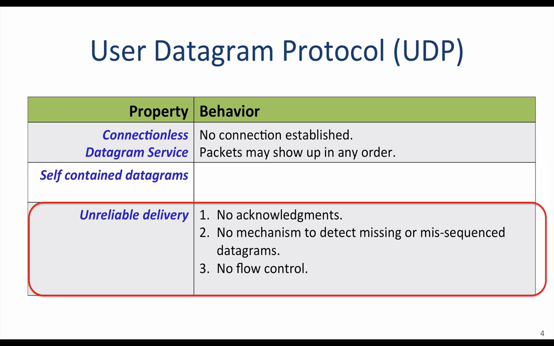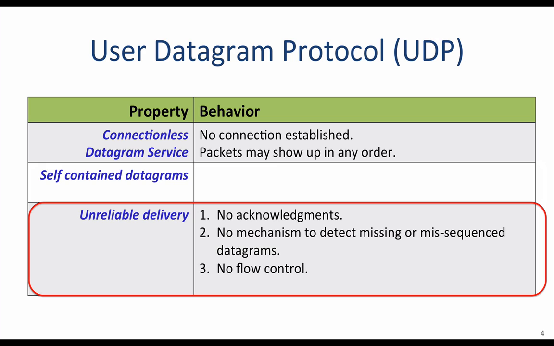UDP should sound very much like the service provided by the IP layer. That's because UDP is offering little more than a simple wrapper on top of the IP layer, with the means to direct the arriving data to the correct application at the other end. So why do we have UDP? UDP is used by applications that don't need reliable delivery, such as simple request-response applications.